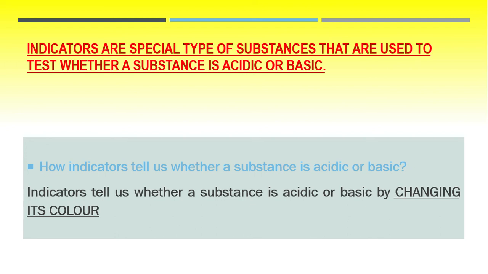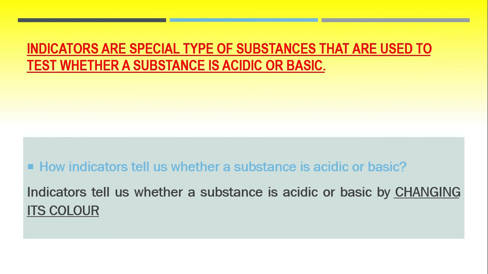For acidic, they will show a particular color, and for base, they will also show a particular color. Means for acid and base, the indicator will show different colors to us. Suppose an indicator is showing a green color in acidic solution, whereas it is showing a blue color in basic solution. That means whatever acid you take, that indicator will always show green. That means it is acid. And whatever base you take, if you take all the bases that are present on the earth, if you use that indicator, it will show blue color.